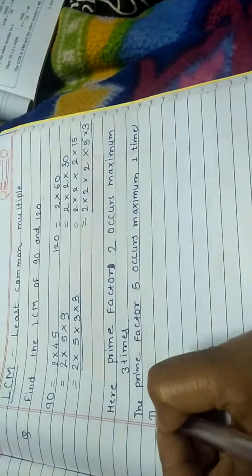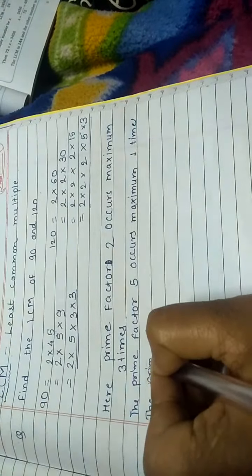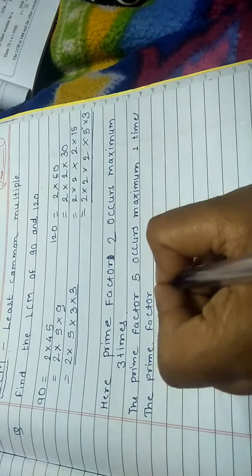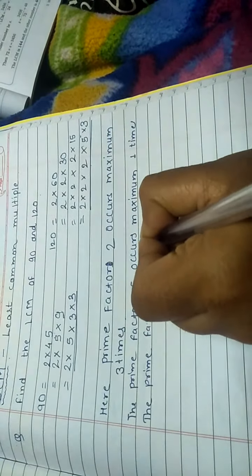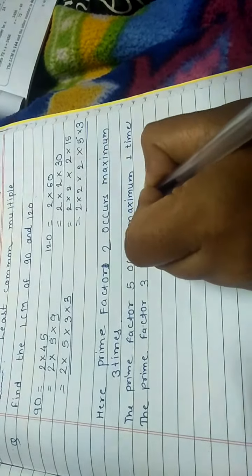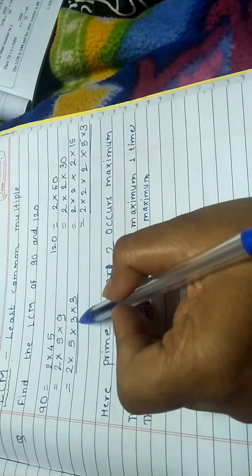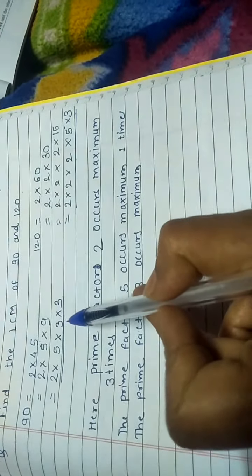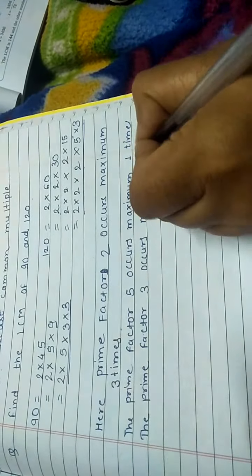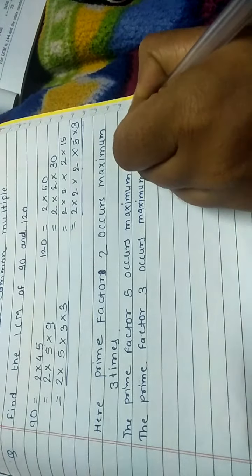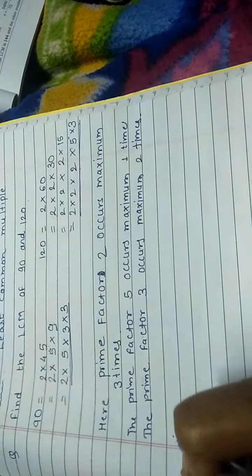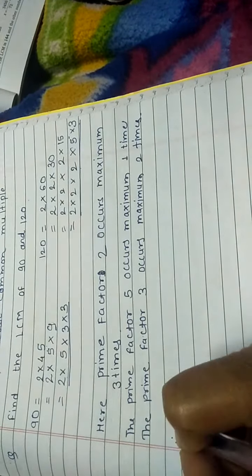Then which one? 3. The prime factor, which one now? 3 occurs maximum. See here it is how many times? 2 times, and here it is what? 1 time. So maximum in 90 it is 2 times. So here it is 2 times.